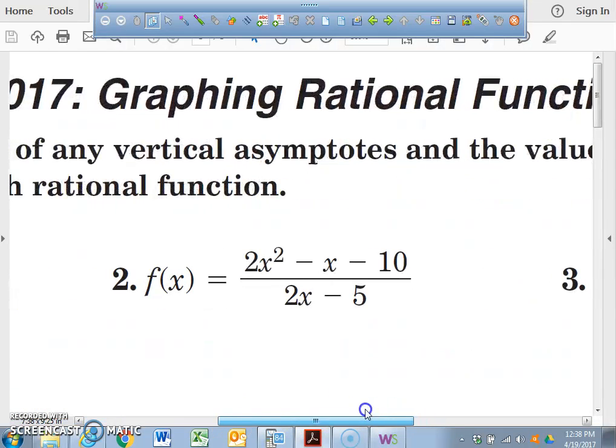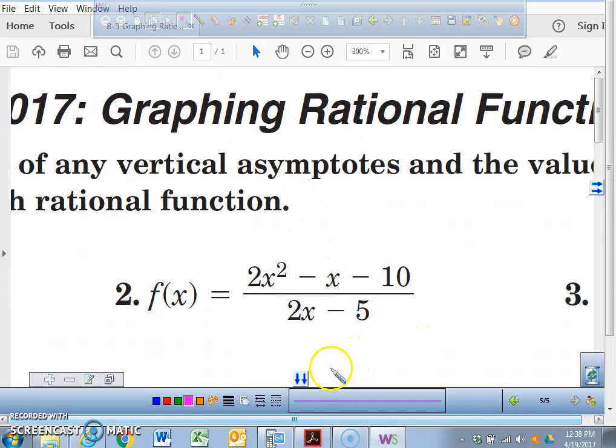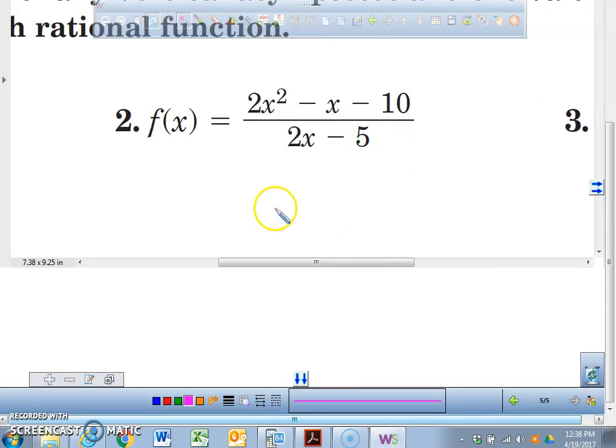All right, on to number 2. We are not going to graph number 2 to start with. We're actually going to factor number 2.